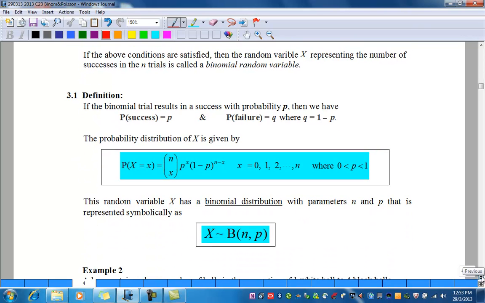This random variable X has a binomial distribution with parameters n and p, that is represented symbolically as X follows a binomial B(n, p), where n is the number of trials and p is the probability of a success.